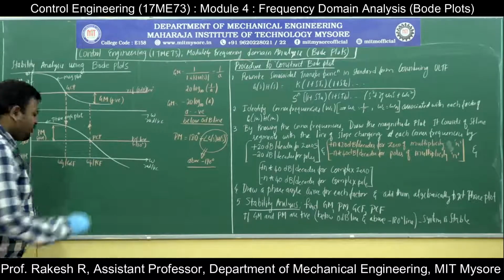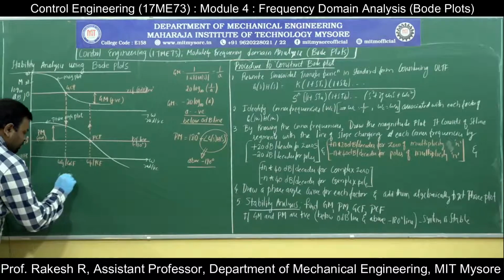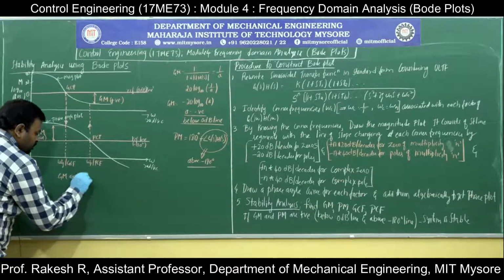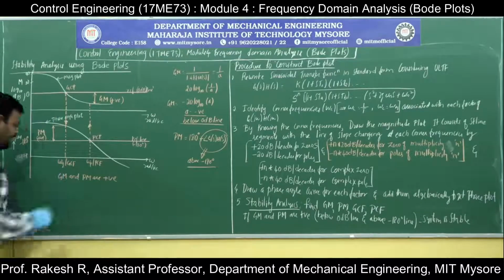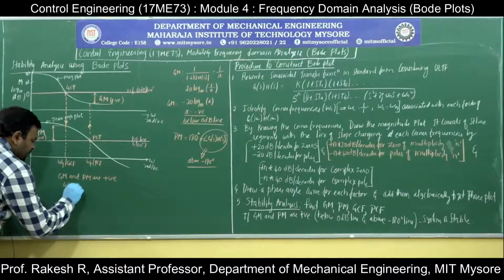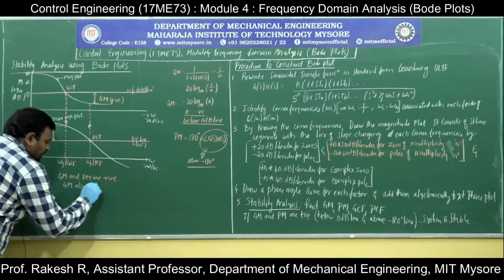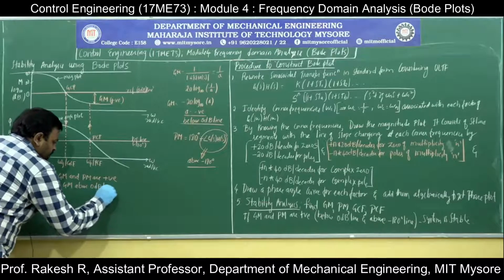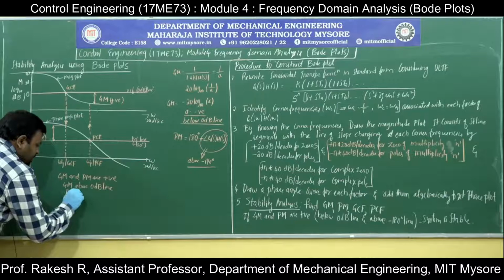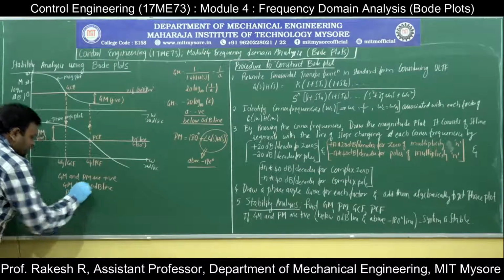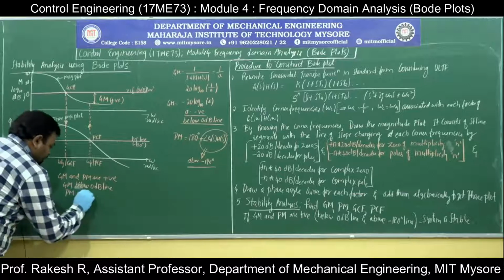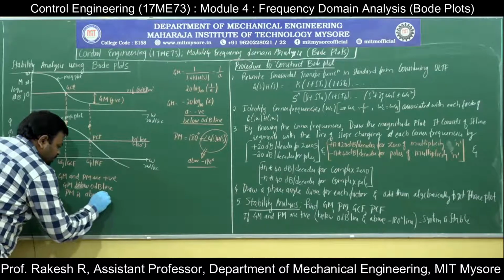If gain margin and phase margin are positive, that means the gain margin is below the 0 decibel line and the phase margin is above the minus 180 degree line.